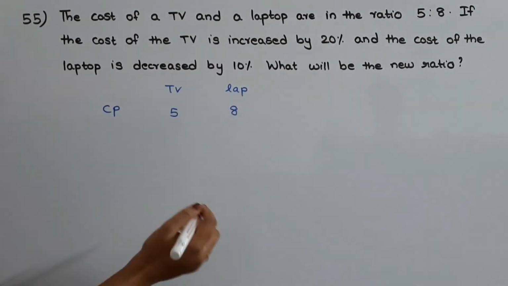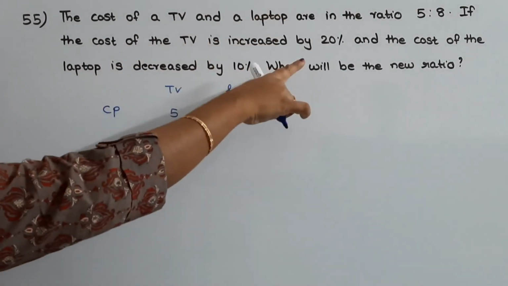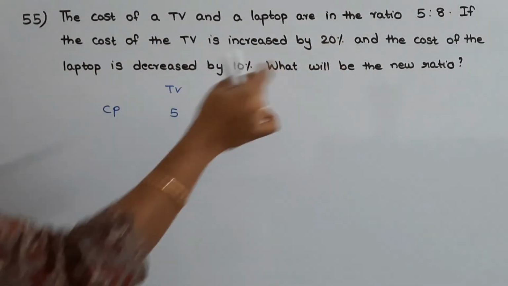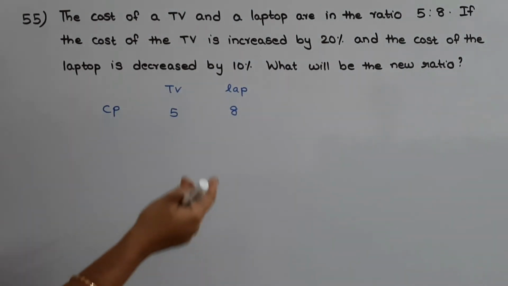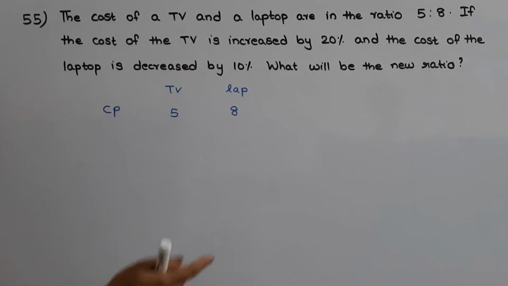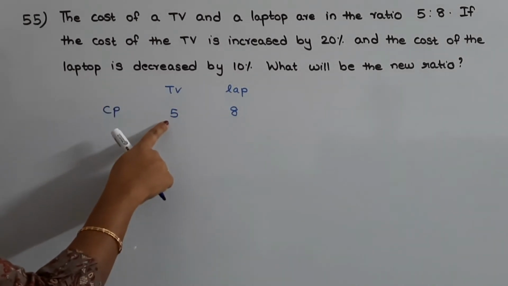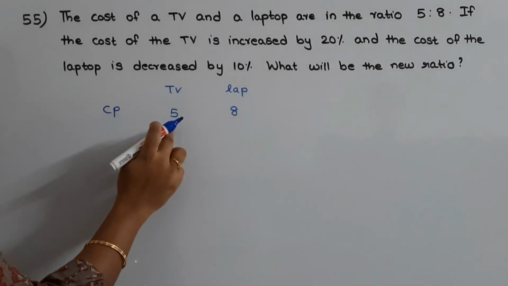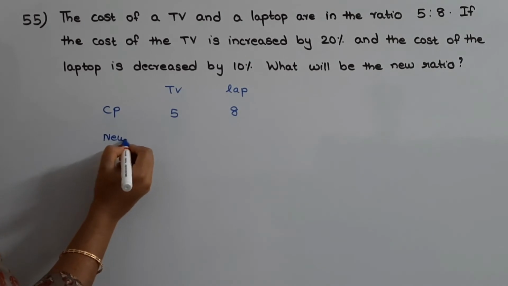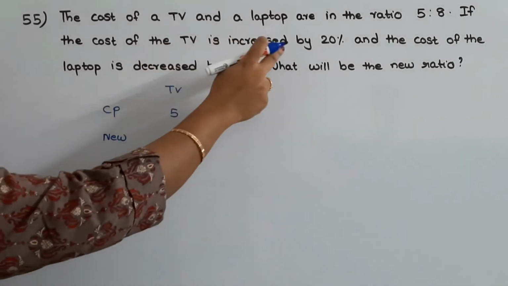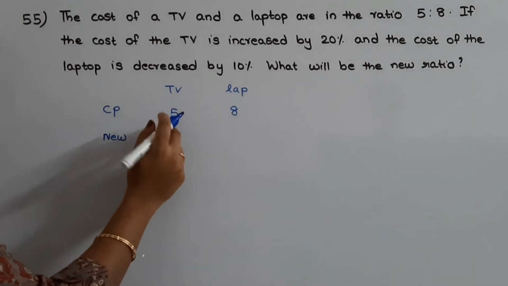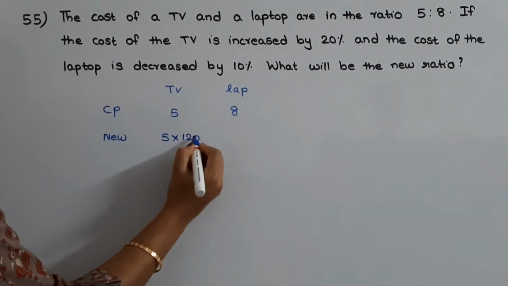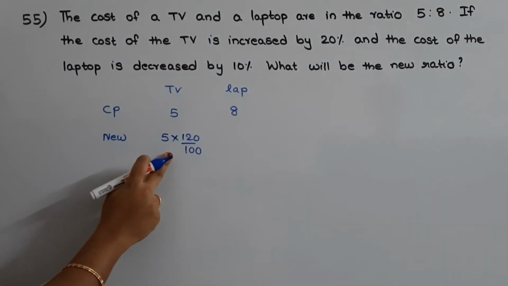Then they are telling that the cost of the TV is increased by 20% and the cost of laptop is decreased by 10%. Then what will be the new ratio? So we need to find out the answer in terms of ratio. Let us consider the cost price of TV as 5 and the cost price of laptop as 8. If the cost price of TV is 5, what will be the new cost price of TV? If the cost of TV is increased by 20%, that will be 5 into 100 plus 20, that is 120 by 100. So this will be the new cost.